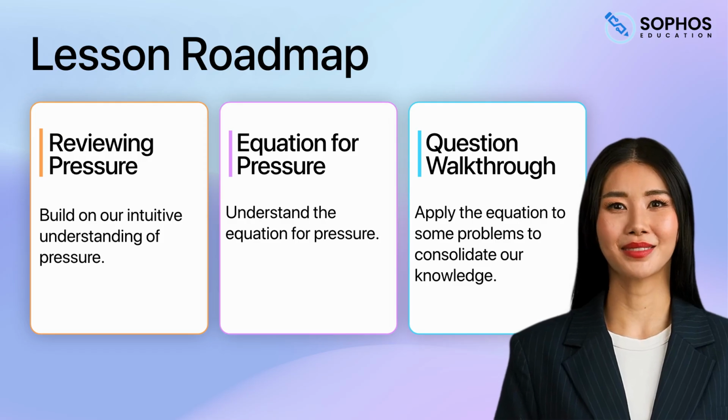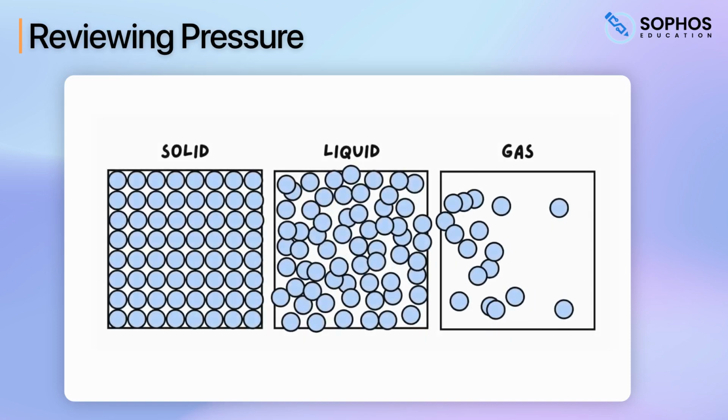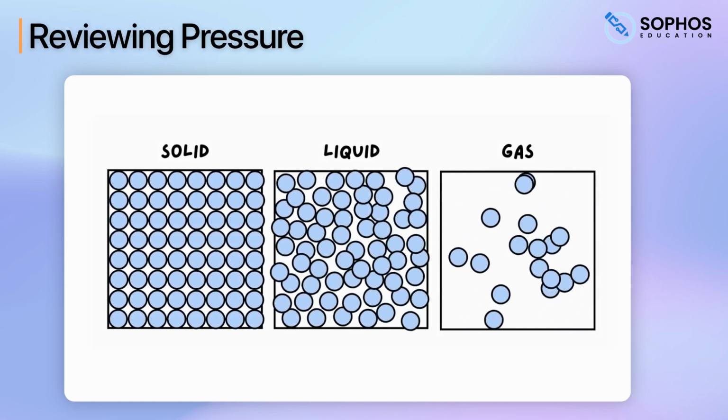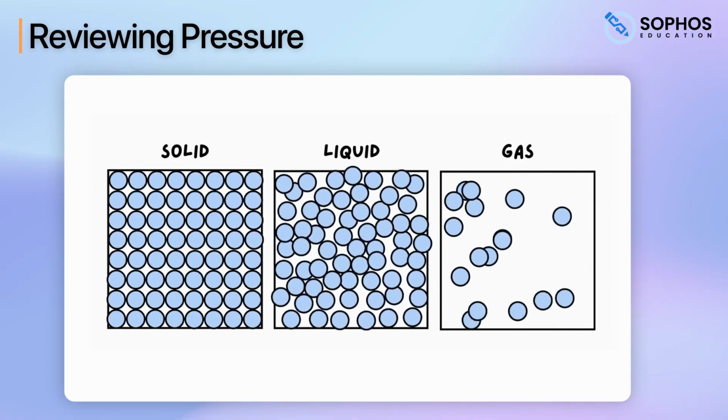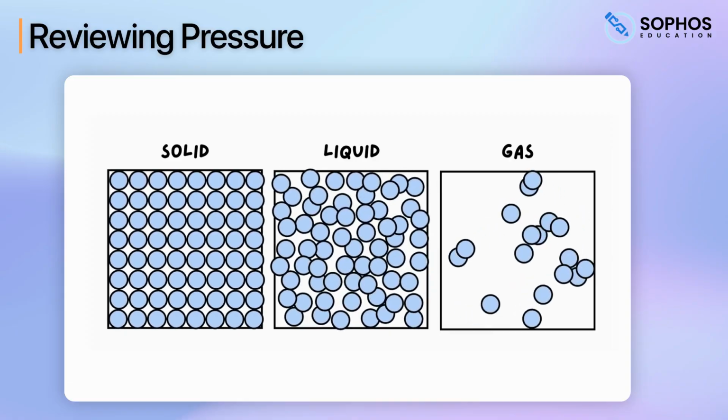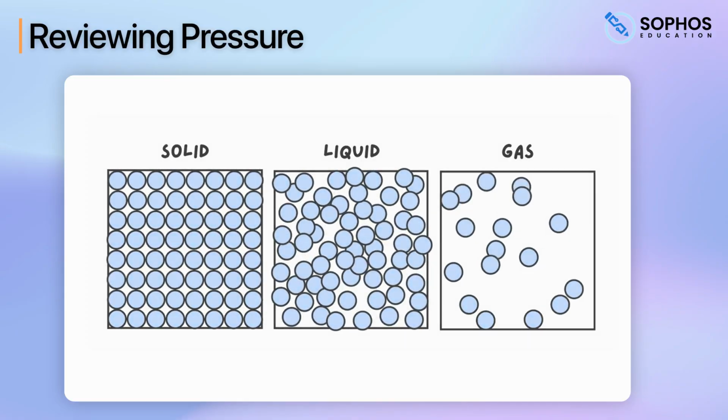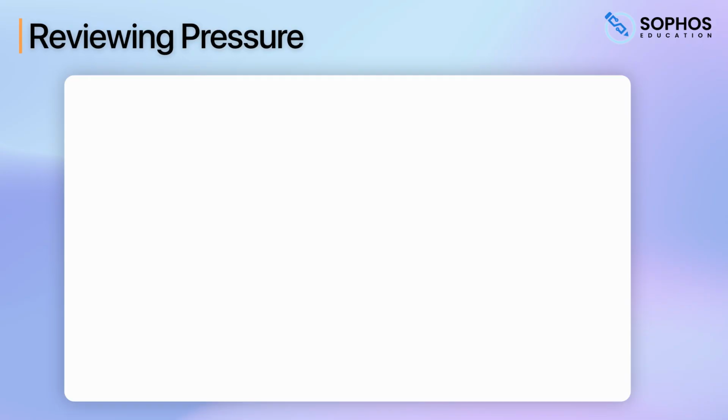Let's get started. Let's begin by building on our intuitive grasp of pressure before we formalize it with an equation. From the particle models of matter unit, we've learned that pressure can be thought of as the force exerted by particles when they collide with the walls of their container. We also know that if you increase the force acting upon a surface, the pressure increases. For instance, when carrying a heavy backpack, the increased weight, force, exerts more pressure on the ground, causing deeper footprints. This is because the same force is distributed over a fixed area, leading to higher pressure.